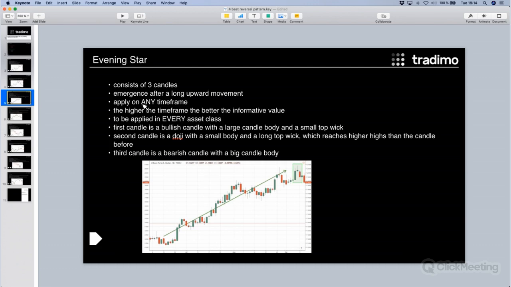Okay, the next one is the evening star. The evening star consists of three candles. So it's a three candlestick pattern. And we are talking here about these guys.